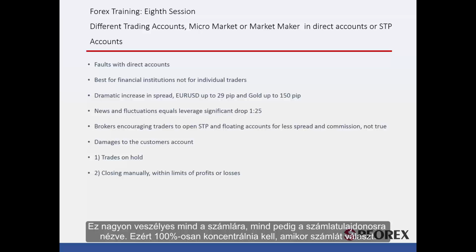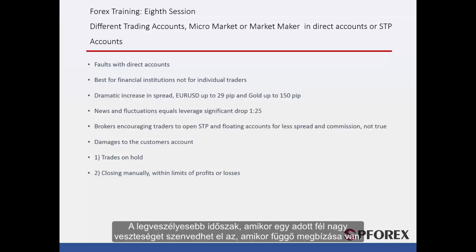So you should be 100% focused when choosing an account. The most dangerous time in which a party can make great losses is when they have a pending order. This is because orders have not been 100% determined yet, and can be established at any time. There is always a huge risk that the spread will go up, and again, when closing an account, a leverage drop can be dangerous, and that can cause serious problems for the investors.